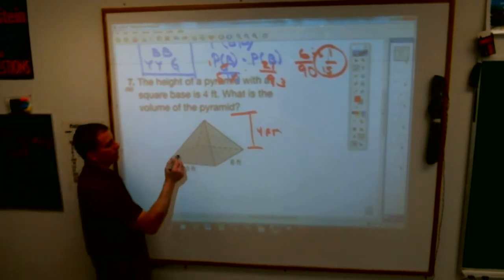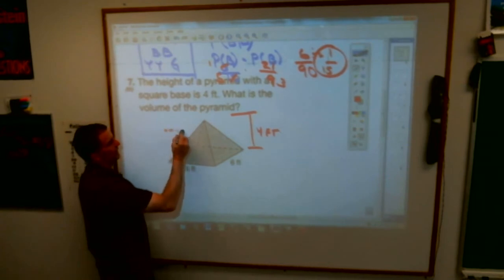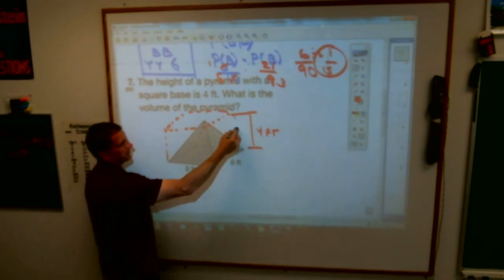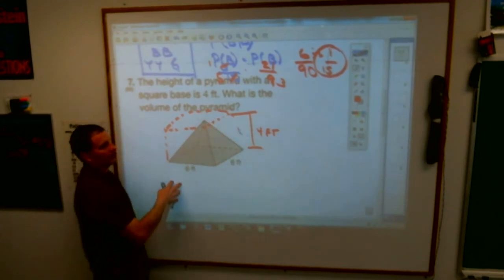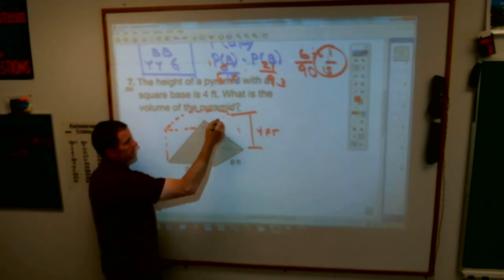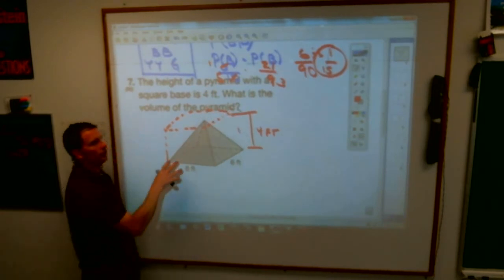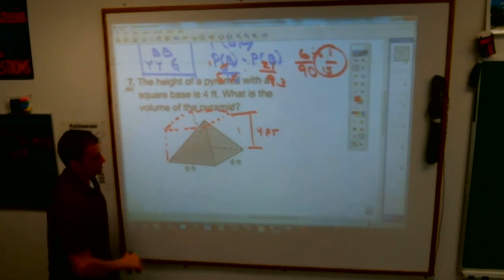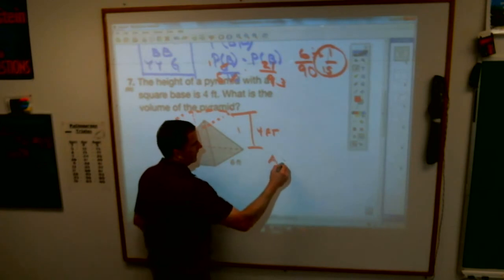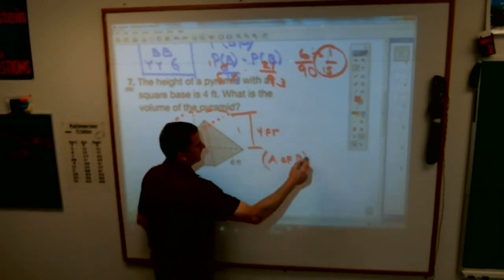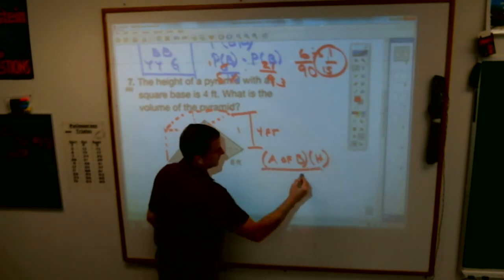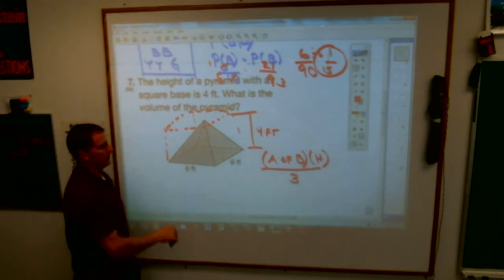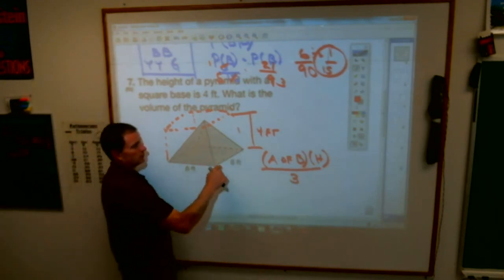So you have to pretend, in order to find this, you have to pretend that this is a 3-dimensional prism. Whatever that volume is, you divide it by 3, because I already showed you the whole water thing. A pyramid takes up 1/3 of what it would take up if it were a regular rectangular prism. So it's just the area of the base, A of B, times the height, and that whole thing is going to get divided by 3. So you can write that out. What shape is the base? It's this square base. How do you find that?